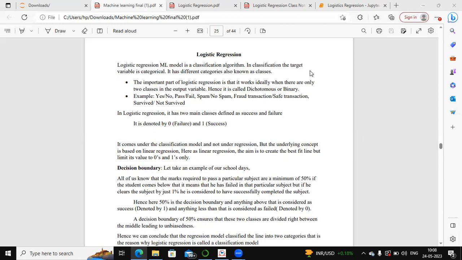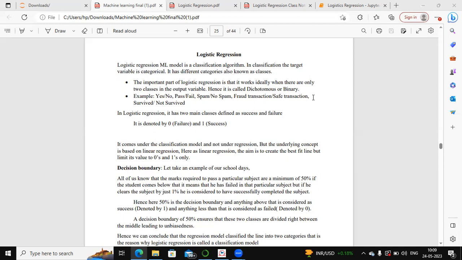Examples of a categorical variable with only two classes are yes or no, pass or fail, spam or no spam, while filtering spam emails, and also finding out fraud transaction or safe transaction. Also, whether a person survived or not survived. These are the kinds of binary variables, that is, two classes present in an output variable. In logistic regression, the two main classes are defined as success and failure. Success is defined as 1 and failure as 0, so it is denoted by 0 and 1 respectively.